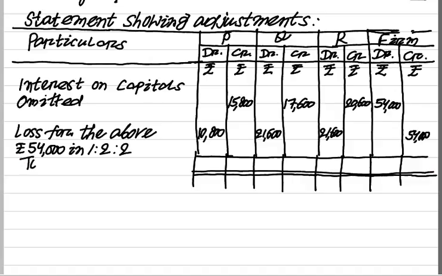This is total: 10,800, 15,800, 21,600, 17,600, 21,600, 20,600, 54,000, 54,000.